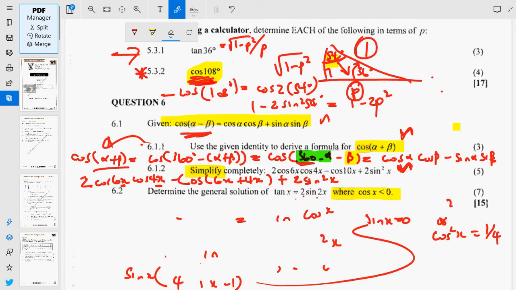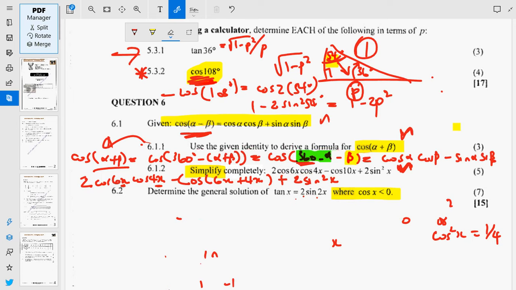I won't dwell too much on that because this is an exam review. You can find the general solution. So at the moment, I've got sine x is equal to 0 or cos squared x is equal to 1 over 4. Okay, so I can see that x will be k 360 or x will be 180 plus k 360.